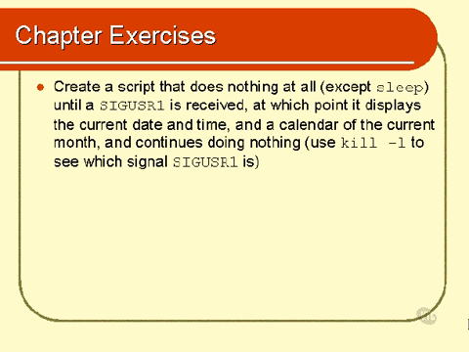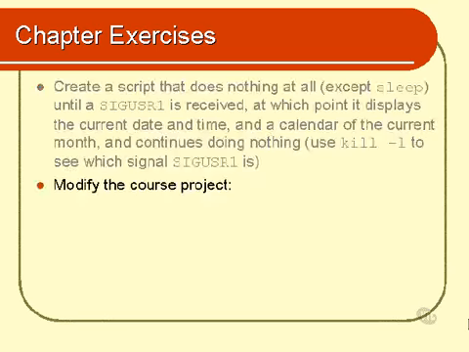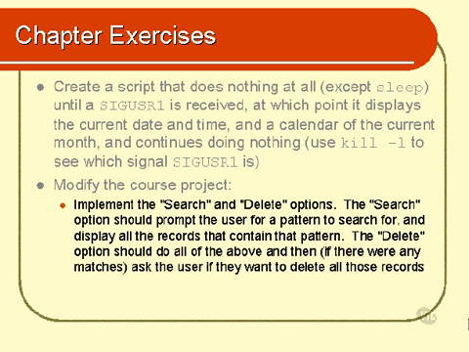The second exercise relates, of course, to the course project. I want us to finally complete the project, putting in the search and delete options. The search option should prompt the user for a pattern to search for, and then display all the records that contain that pattern, all of the records, in the standard list format that we're already using to display the records that we have in the database. And the delete option should also do exactly the same thing. It should prompt the user for a pattern to search for, and then if it finds any records, it should ask the user if they want to delete all of those records. And if they say yes, it should, well, obviously delete the records.